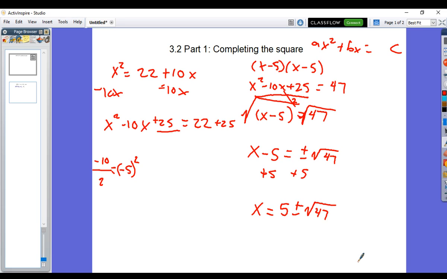Unlike the last problem where you could add or subtract negative 4 to the 1 or the negative 1, this one you can't because of the radical. So we can just leave it like that, and we're done. And that's completing the square.